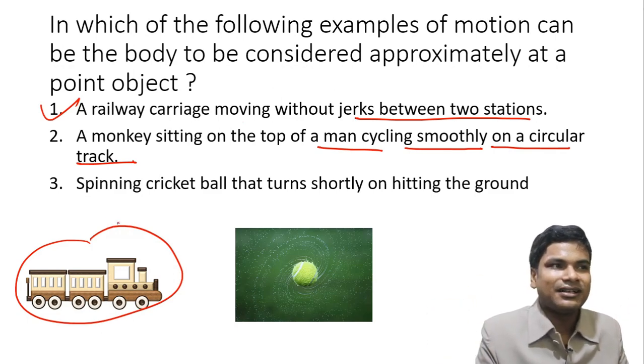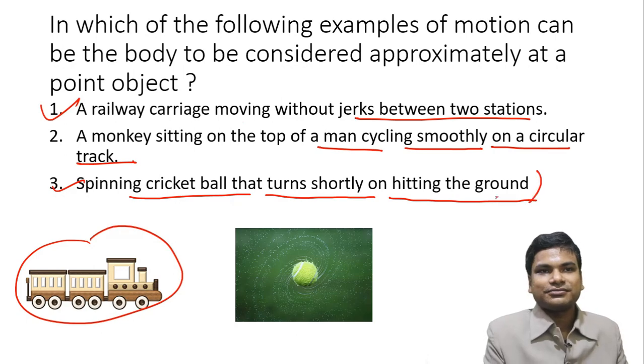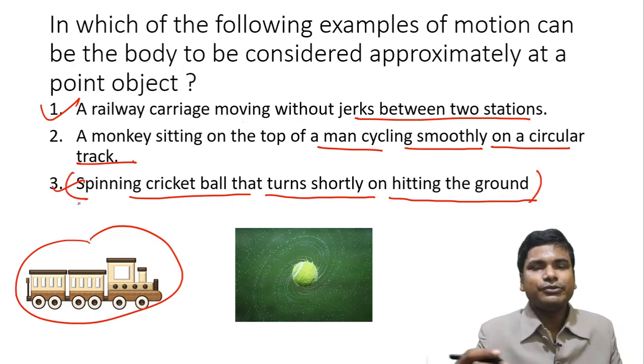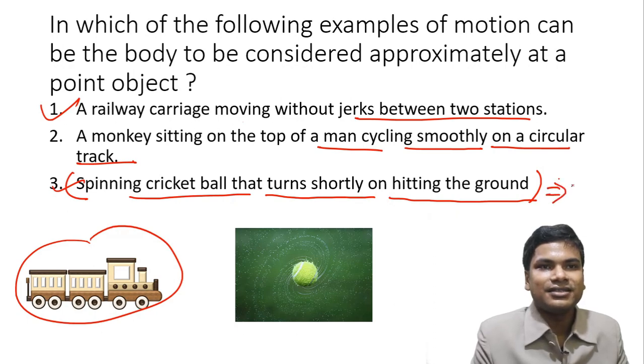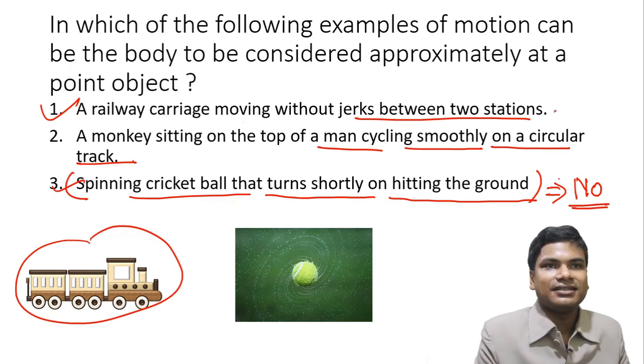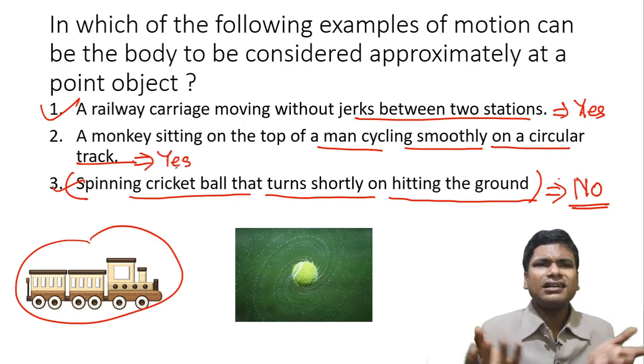Let us discuss the third example, a spinning cricket ball that turns smoothly on hitting the ground. Can we consider it to be a point mass? Here comes the interesting question. The answer is no. Why? If this answer is yes, then for a small ball, why is the answer no?